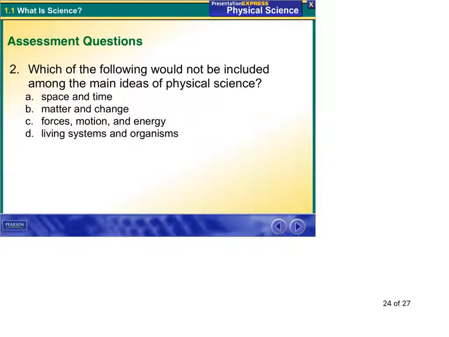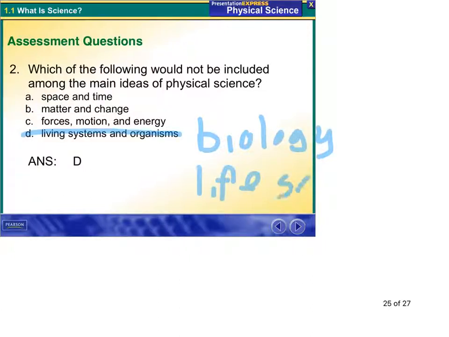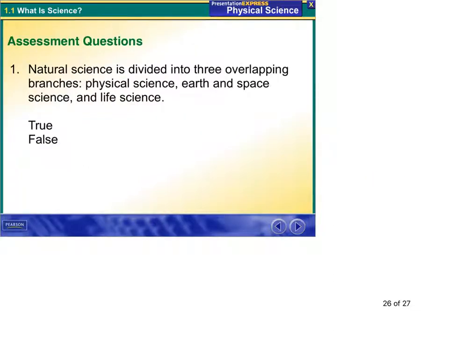Which of the following should not be included among the main ideas of physical science? Just a little bit ago, we went through all the main ideas of physical science, and living systems and organisms are not among them, because that's in biology or life science. Natural science involves the three overlapping branches: physical science, earth and space, and life science. And that was true, as we saw earlier in the notes.